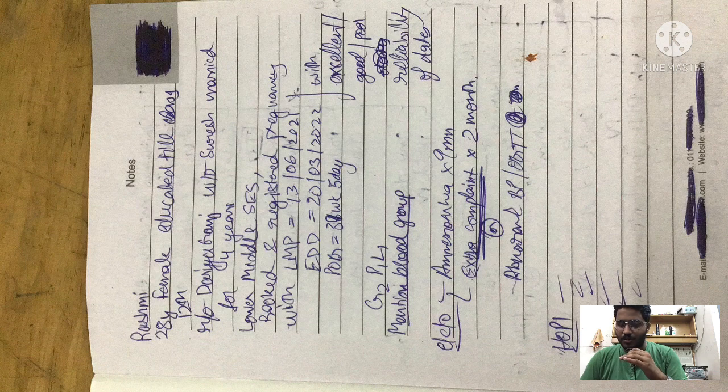After saying this, you need to tell about the reliability of dates, excellent, good or poor, according to the USG. Then you need to say gravida para and mention the blood group, especially if the mother is Rh negative. Otherwise it will be okay. Then you need to say if there is any chief complaint.